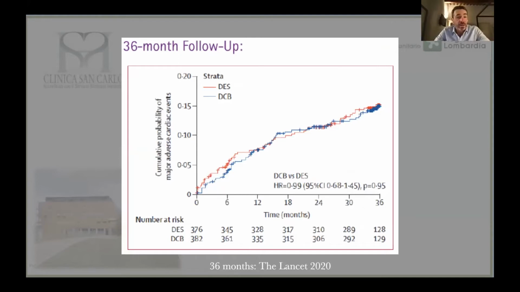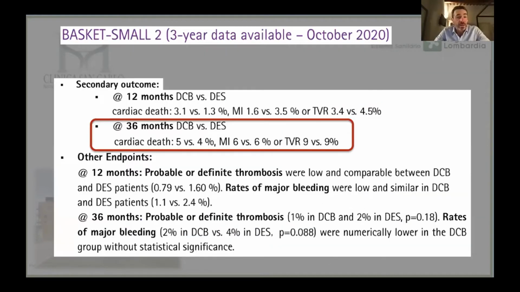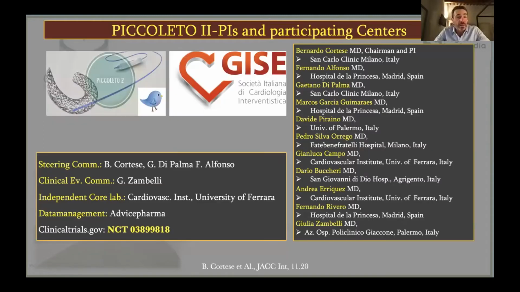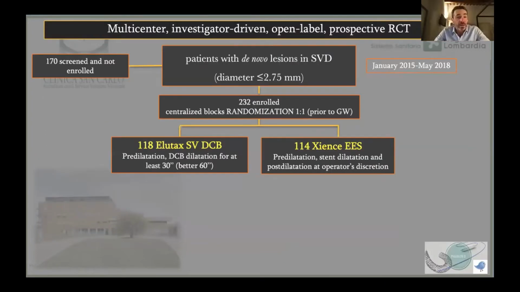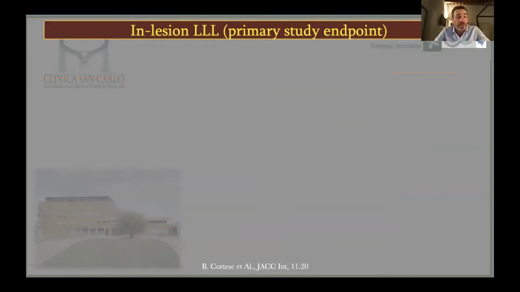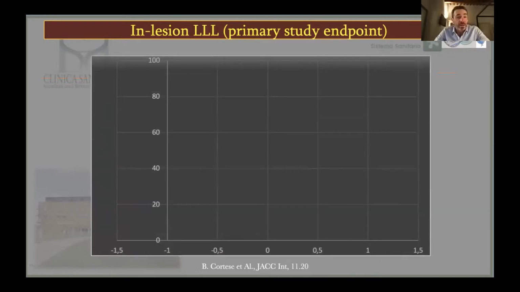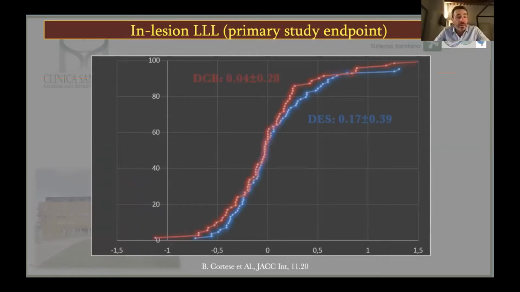And what about the future and the present? The present is here. We have the PICCOLETTO II study, which was recently published 1 year ago. This was a study showing the performance of a novel generation paclitaxel-coated balloon versus a drug-eluting stent in native vessel disease. We have the primary endpoint and the 1 year follow-up. Primary endpoint was late lumen loss. Here we hypothesized no differences between drug-eluting stent and DCB, but the DCB did perform better than the drug-eluting stent. We had a late lumen loss in small vessel disease of 0.04 versus 0.17. So we also obtained the superiority of this novel technology versus the stent.